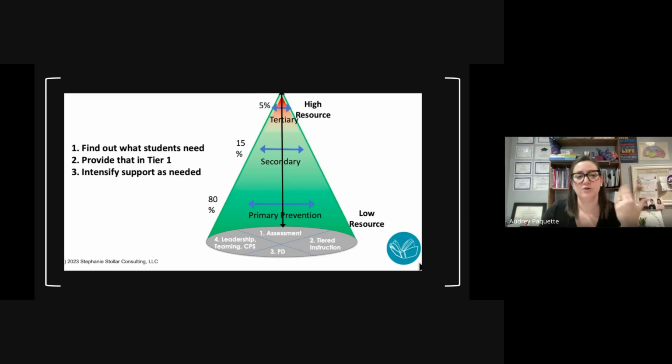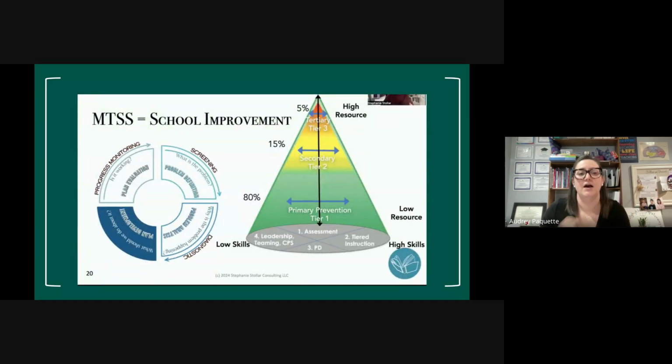When we look at the tiered model, we're looking at answering 3 questions. We're finding out what students need, providing that in tier 1, and then intensifying support as needed, okay? So MTSS is school improvement. On the side here, that circle graphic represents the collaborative problem-solving aspect, which we will not go into today. That will be in week 3, but I wanted you to see the graphic. It's a very clear cycle with 4 steps, which we just repeat, going around and around using that same systematic process.